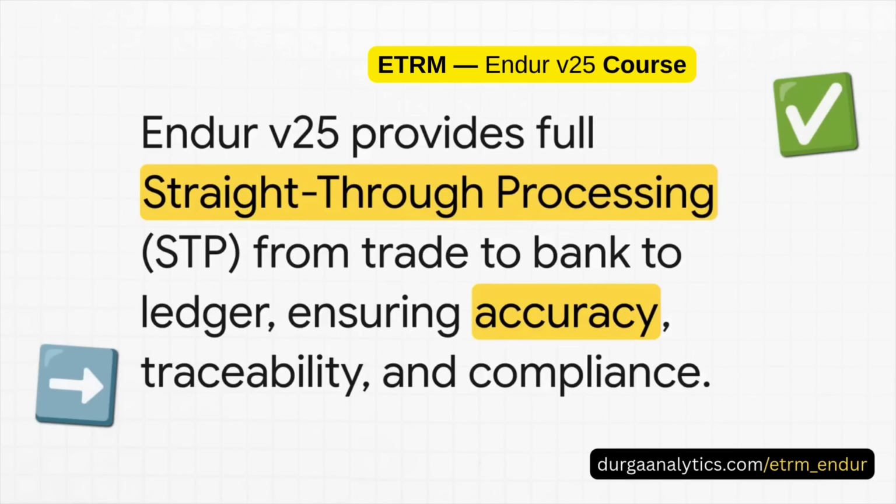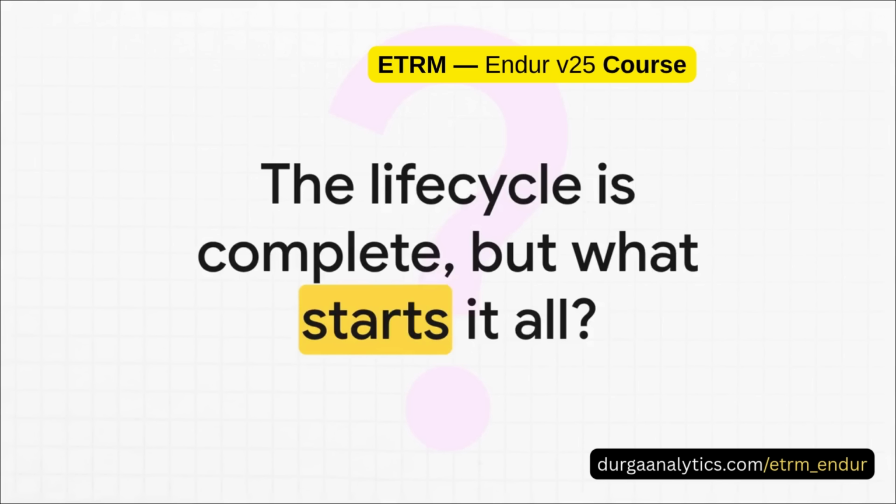At the end of the day, the goal and the real power of a modern ETRM system like Endur V25 is to achieve full straight-through processing, or STP. This is that seamless automated flow from the trade deal to the invoice to the bank payment and finally into the general ledger, all without anyone having to touch it manually. This creates a single, verifiable source of financial truth, which drastically cuts down operational risk and makes sure your compliance posture is rock solid. So, mastering the settlement lifecycle is absolutely key to realizing the value of your trading.